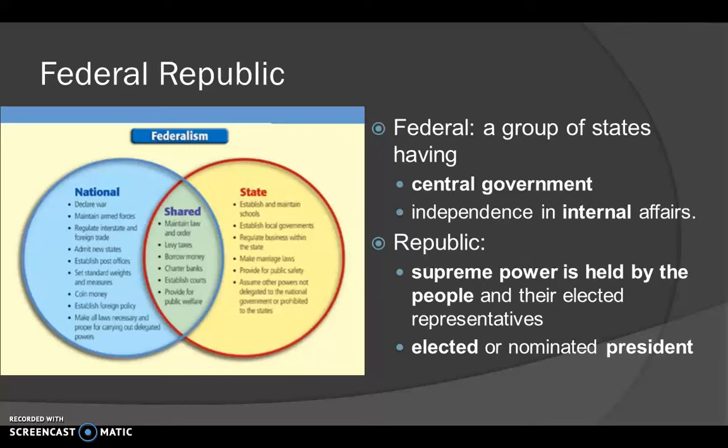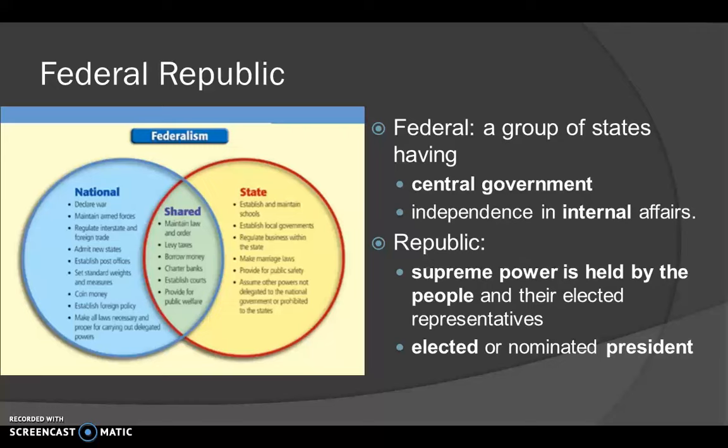First, we're going to talk about federal republic. Those two words each mean something. Federal refers to the fact that the United States is a group of states where they do have a central government, which is in Washington, D.C., but they also have independence on their own internal affairs. The states also have their own powers and their own things that they make decisions on at the state government.